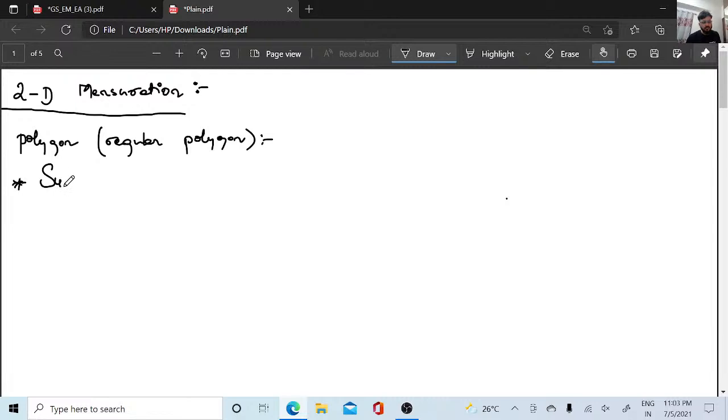The first one is the sum of all internal angles in a polygon. How to find the sum of all internal angles in a polygon? It is given by the formula (2n minus 4) into 90 degrees.